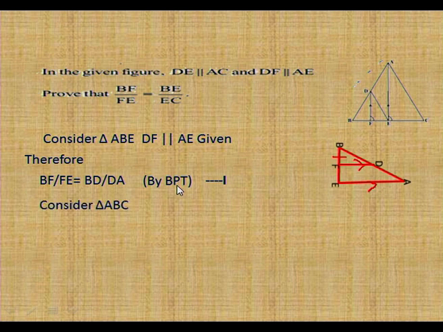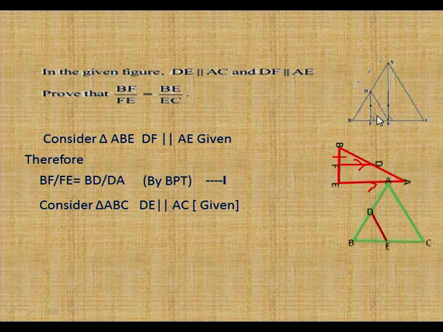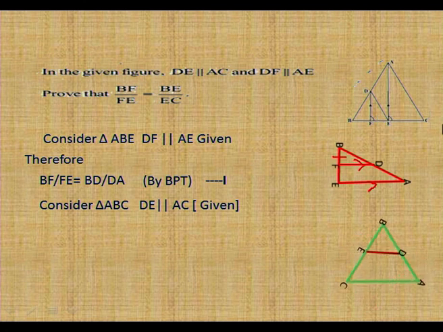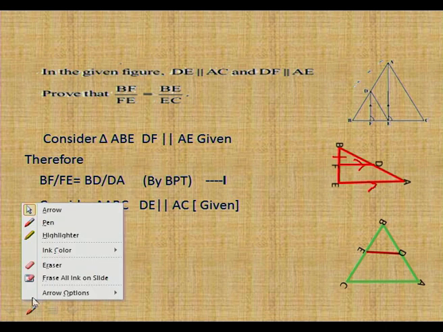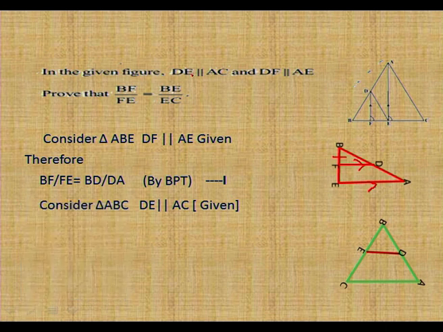Next, one more triangle, consider ABC. In this, two triangles are there: the small triangle and the big triangle ABC. Imagine it was also drawn out and rotated, and then you understand, yes, it is given that DE is parallel to AC. Immediately what can we write? The ratios of their sides are proportional. See, by using the basic proportionality theorem, BE by EC is equal to BD by DA.